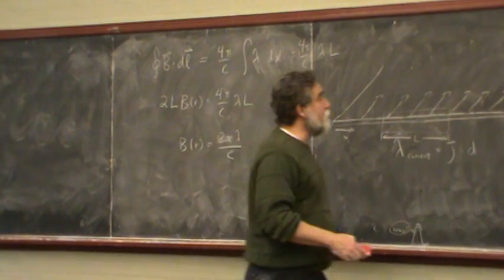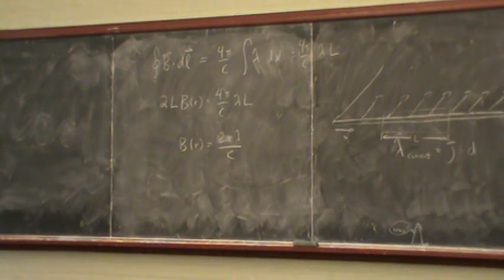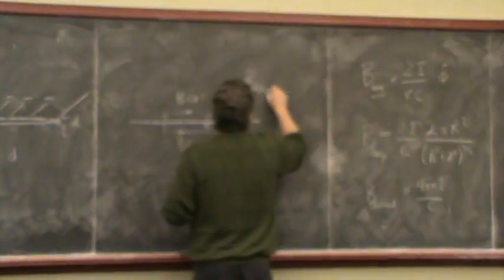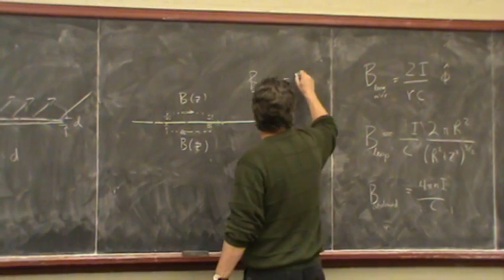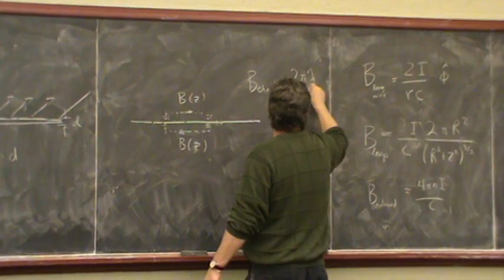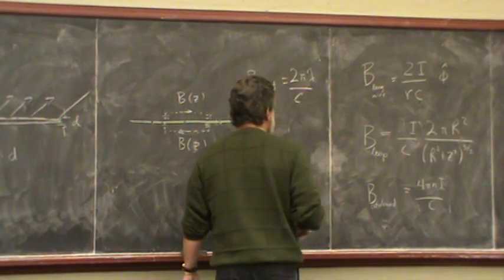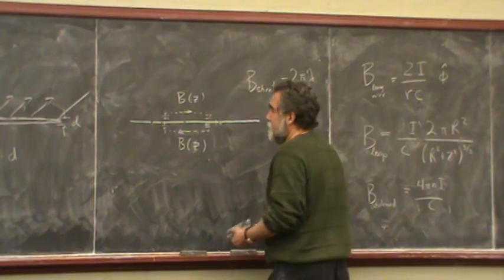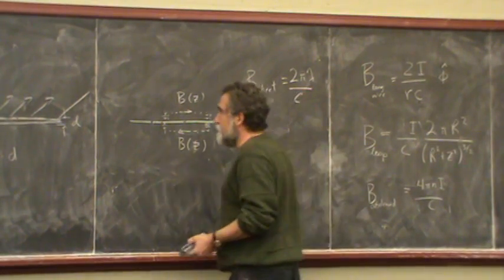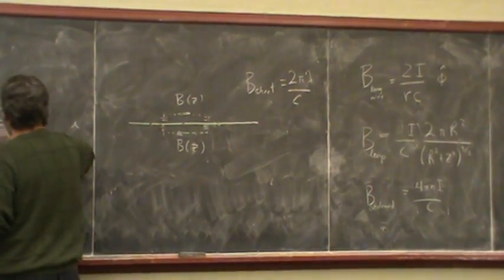Okay, so that gives us the field due to a sheet. The field of the sheet is 2 pi lambda over C, and it's going to be parallel to the sheet, perpendicular to the current. So I won't put the direction up here. You have to figure that out.